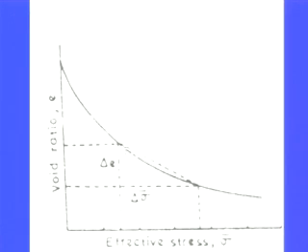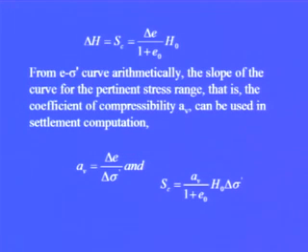Now, the slope of this curve is nothing but the coefficient of compressibility, av. For the stress range encountered in the field, we can consider this segment, the change in void ratio from this to this, that is delta e divided by delta sigma bar, the delta sigma dash effective stress. We call it the coefficient of compressibility, and from that coefficient of compressibility we can determine the settlement.